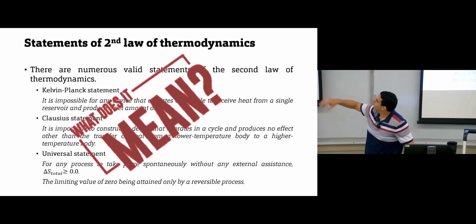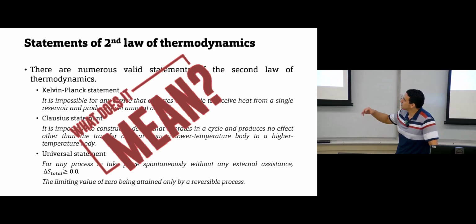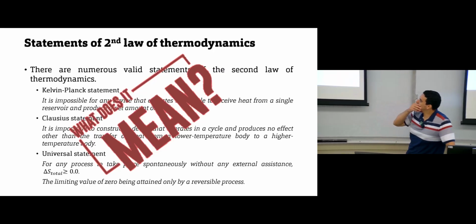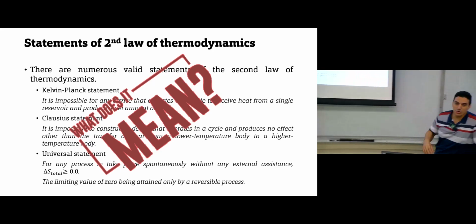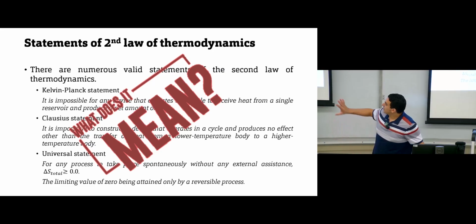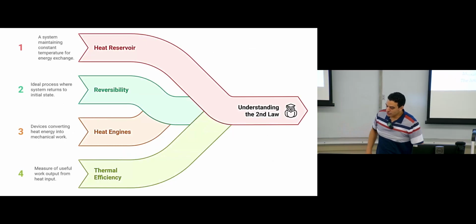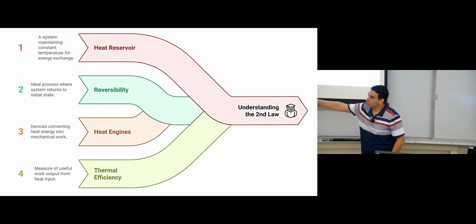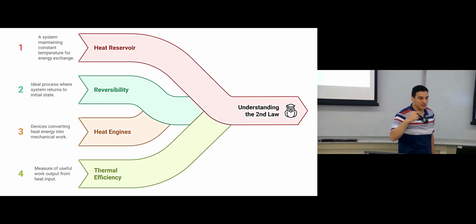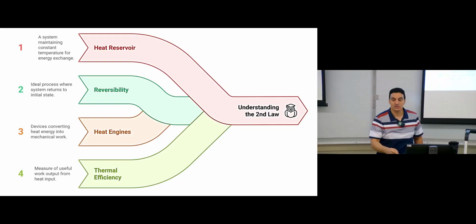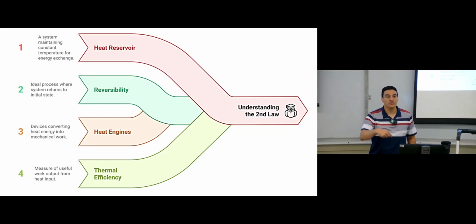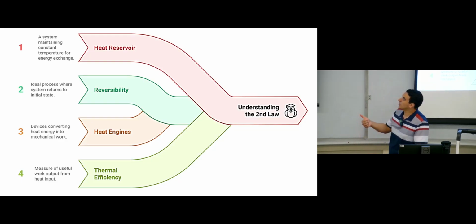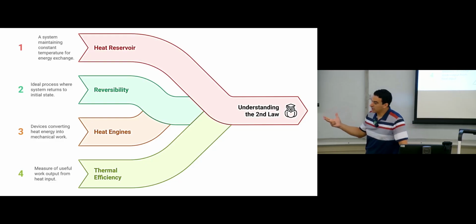What is meant by, if you have a cyclic process, it's impossible to receive heat from a single reservoir, or it's impossible to have heat transfer from a lower temperature body to a higher temperature body? In order to understand these statements, which I'm not expecting you to understand right now, we need to understand four main concepts. When you understand these four main concepts, then we can recall the statements and you can understand what Clausius means, what Kelvin-Planck means by his statement, even what the universal statement means.